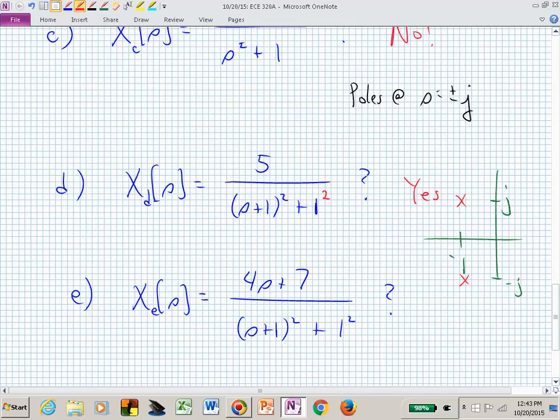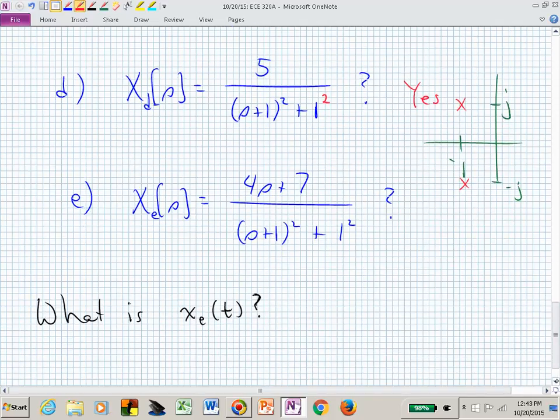D and E, are they at all alike? They have the same exact denominator. What does that mean? The poles are exactly the same. So you have an e to the minus t cosine of t, an e to the minus t sine of t, making up your response. The numerator, being different, changes those weights, or the coefficients that are in front of those terms, e to the minus t cosine of t and e to the minus t sine of t.